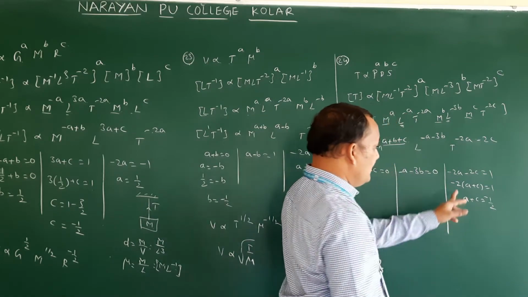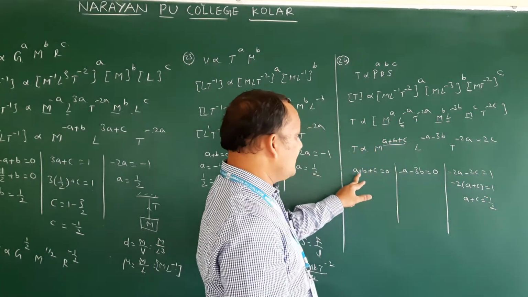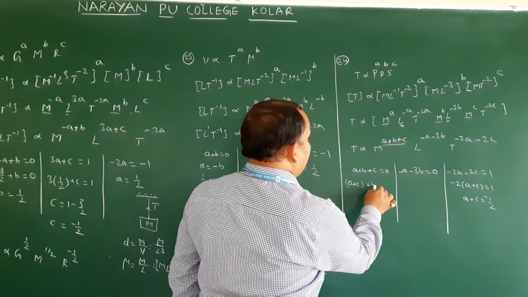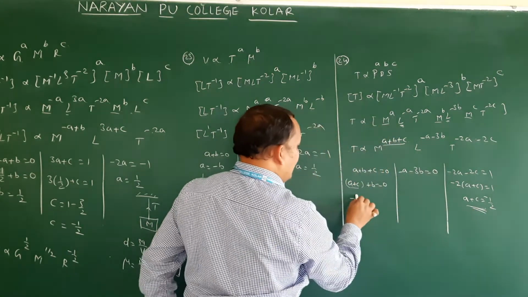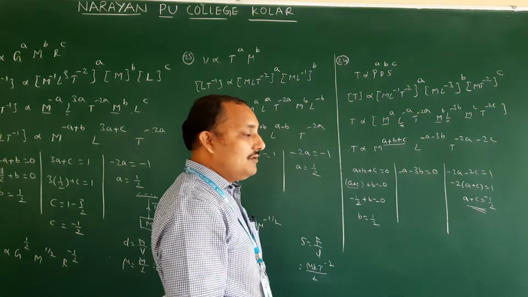Minus 1 by 2. This minus is going this side. So a plus c equal to minus 1 by 2. We can substitute here. Then what you will get? a plus c plus b equal to 0. What is a plus c value here? Minus 1 by 2. Minus 1 by 2 plus b equal to 0. Then b is equal to 1.